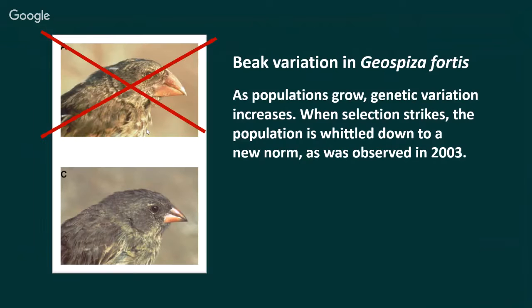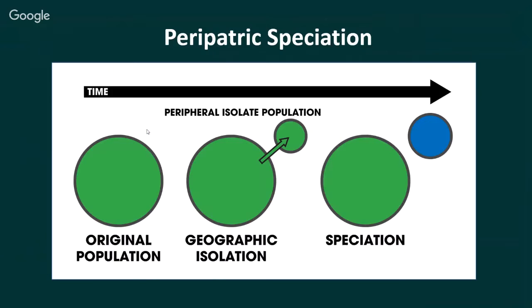So one way that rapid change can happen is you have a diverse population and it gets whittled down by natural selection so that all the weird traits that happen to be in that population are now the norm. And so you see this oftentimes as a sudden change in the fossil record. The other way that this can happen is through peripatric speciation.